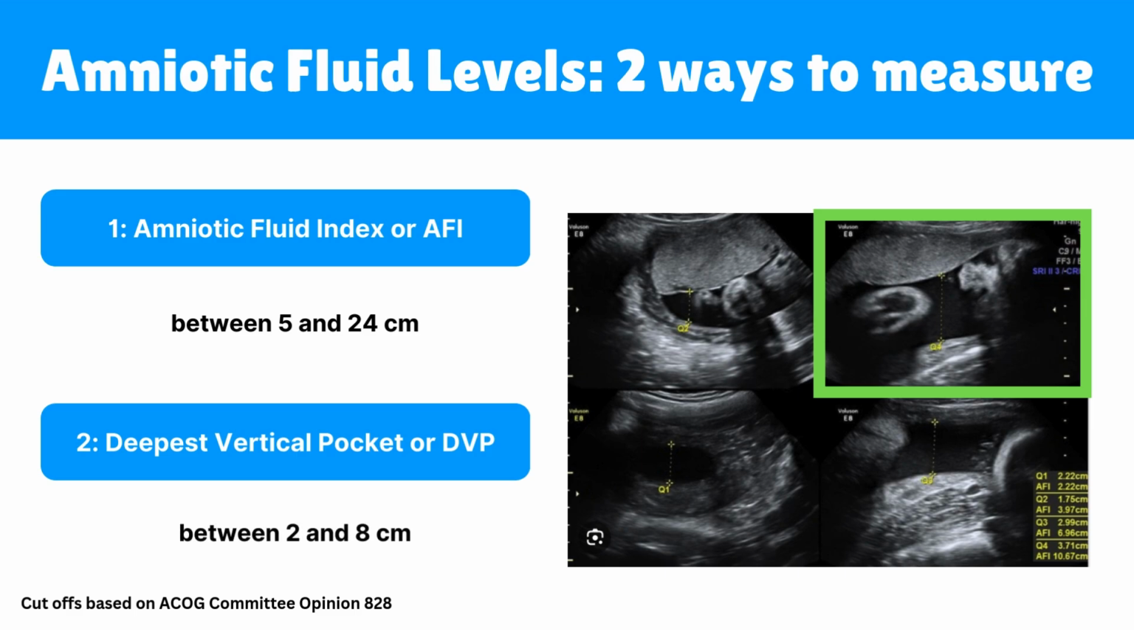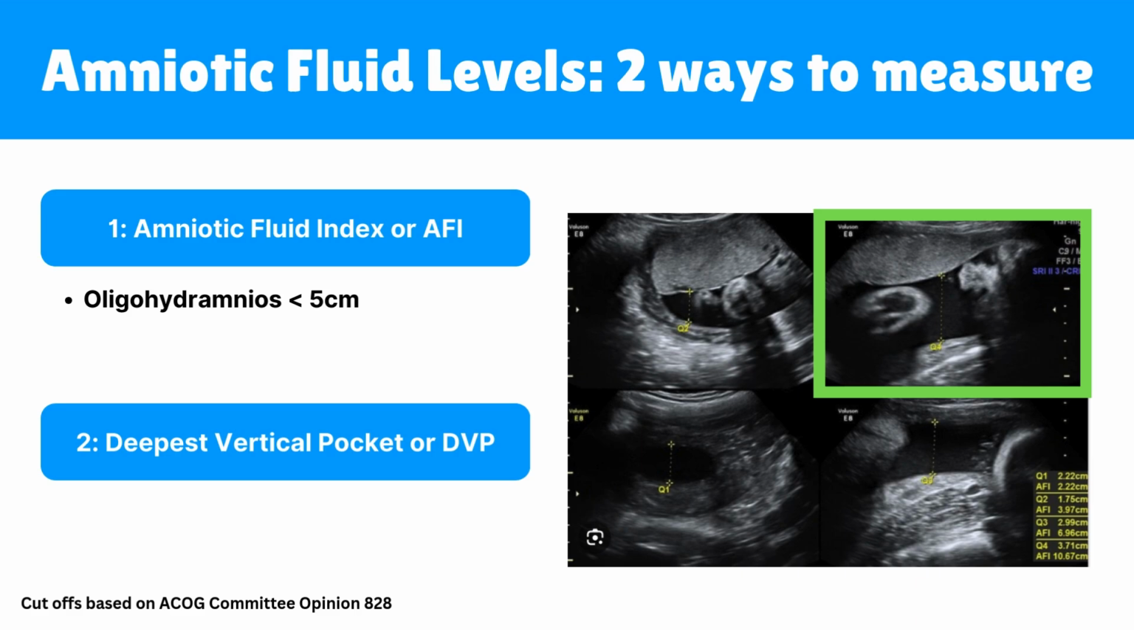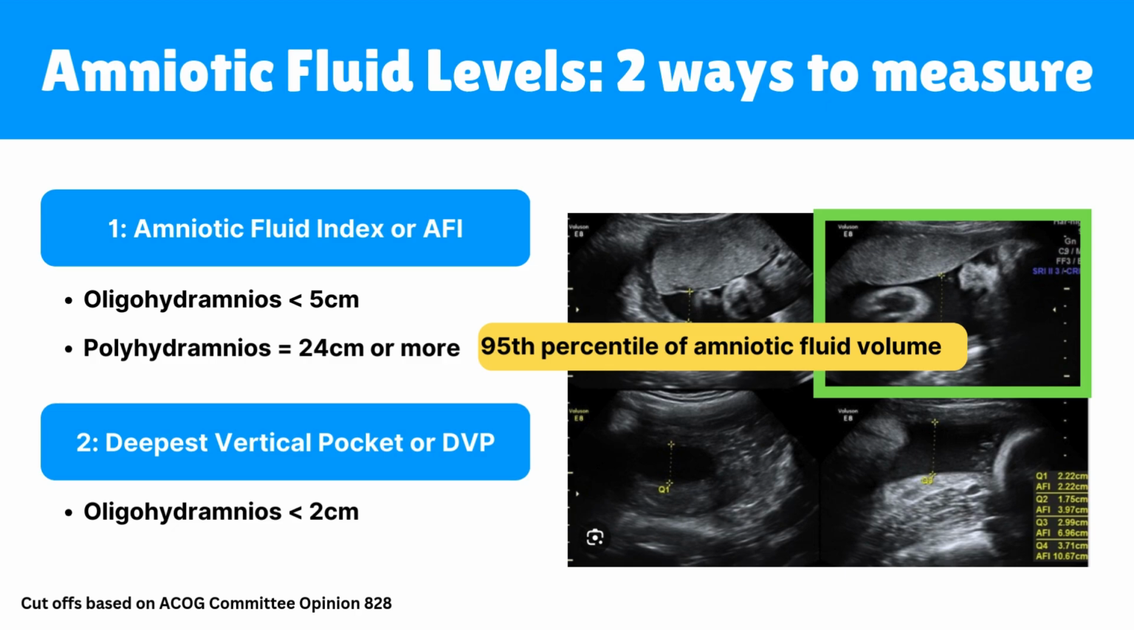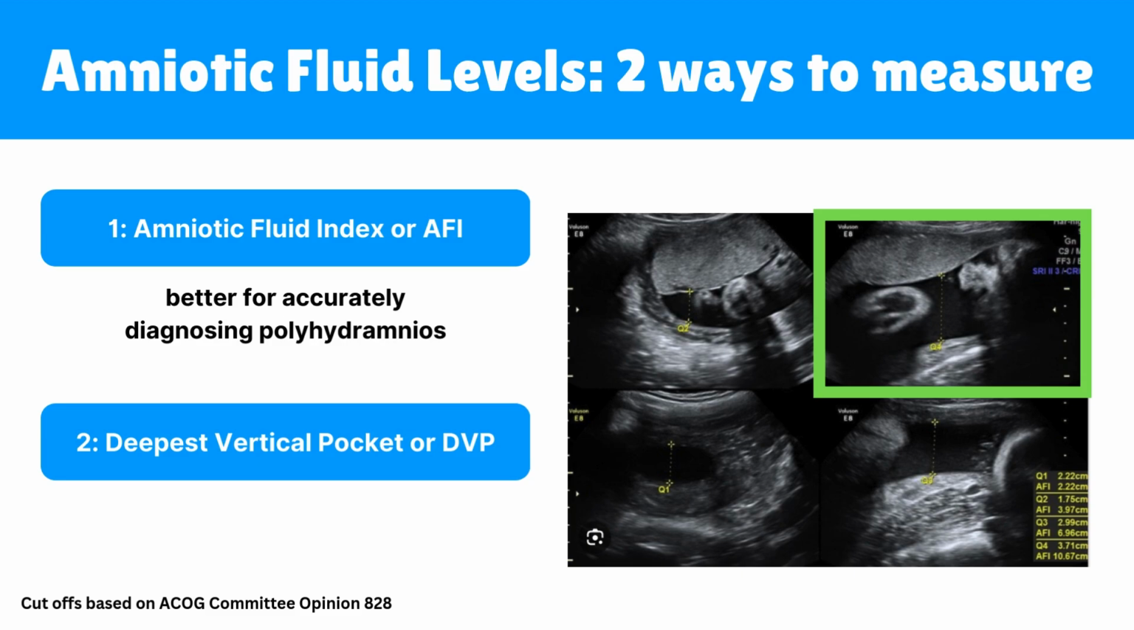Low amniotic fluid is called oligohydramnios and is diagnosed with an AFI of less than 5 or a DVP of less than 2. Abnormally high levels of amniotic fluid is called polyhydramnios and is diagnosed with an AFI greater than or equal to 24 centimeters, which represents the 95th percentile for amniotic fluid volume, or a DVP of greater than or equal to 8. AFI should be used for diagnosing polyhydramnios, whereas DVP is best for accurately diagnosing oligohydramnios.